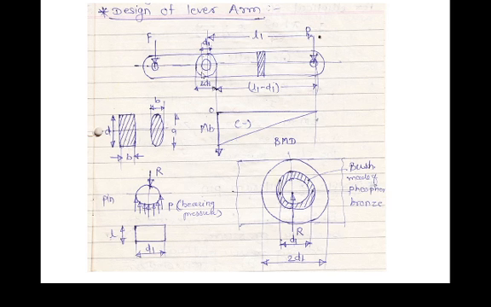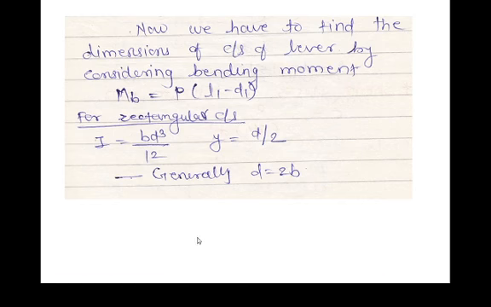Now there will be a pin which will support the lever arm. This pin will have a bearing pressure. This bearing pressure will be evaluated as the force divided by the projected area, that is R divided by L into D1. Then the bush available at this location will be subjected to different types of stresses. Generally the bush is made from phosphor bronze. Now let us see how to evaluate the different dimensions.